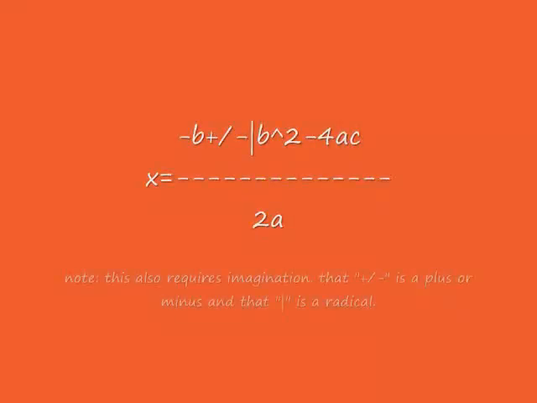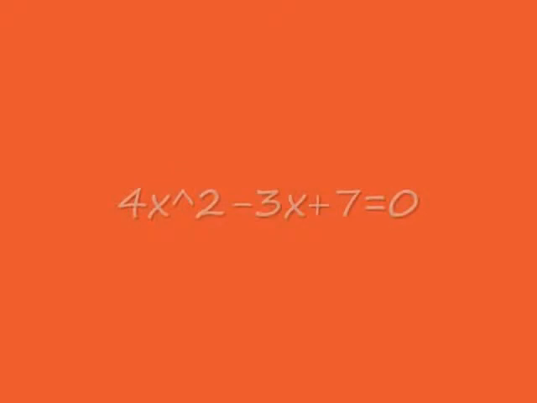Anyways, the quadratic formula. The quadratic formula is x equals negative b plus or minus the square root of b squared minus 4ac all over 2a. The problem we have right now is 4x squared minus 3x plus 7 equals 0. So a is 4, b is negative 3, and c is 7.